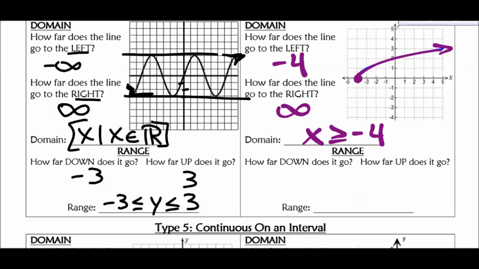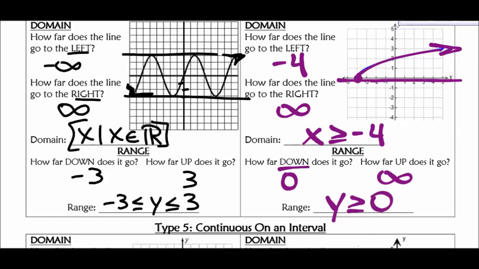It gets down to a y value of 0. But again, it's going to continue going off forever in that direction. It's going to go off to a positive infinity. So again, I'm going to write this as simply as I can possibly. Y is greater than or equal to 0.